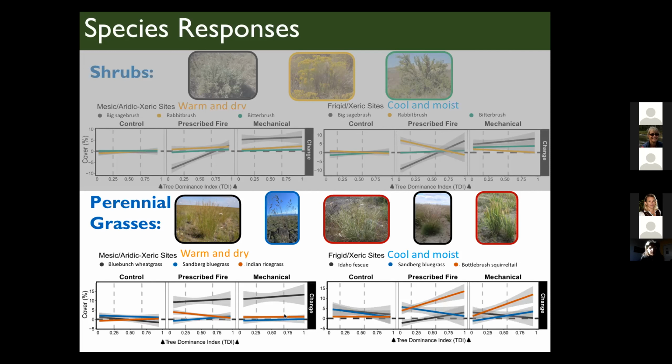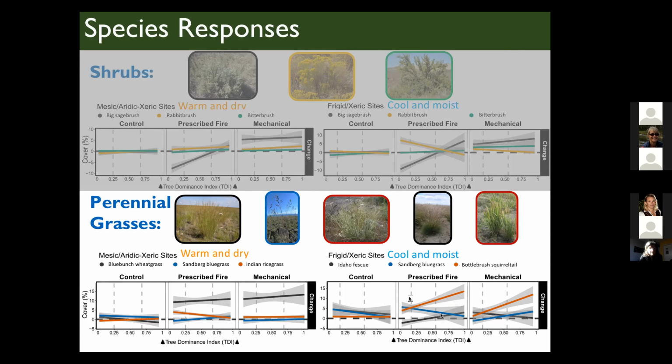And then last, the cool and moist sites, again, we have slightly different grasses. So we have Idaho fescue in black this time. We have Sandberg bluegrass in blue again, and then bottlebrush squirreltail is in red. And the prescribed fire and mechanical treatments either had negative or positive effects on Idaho fescue. And again, that depended on that tree dominance index.